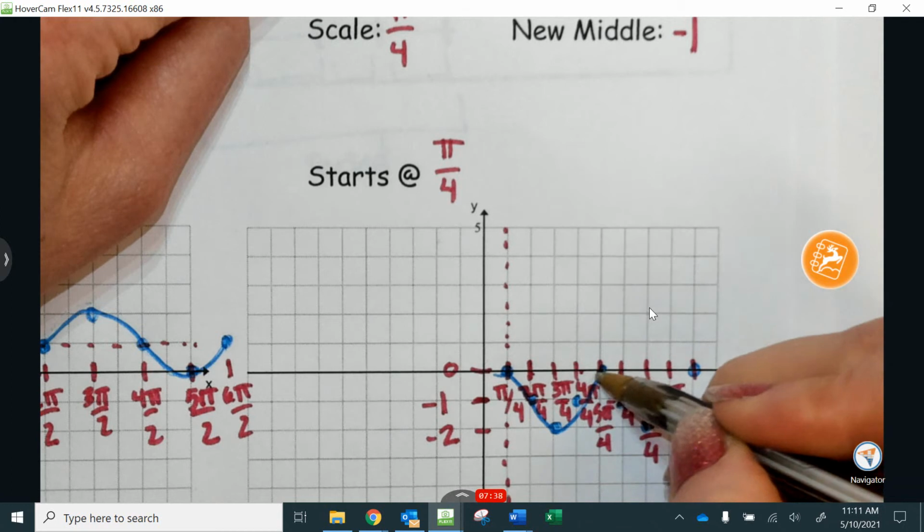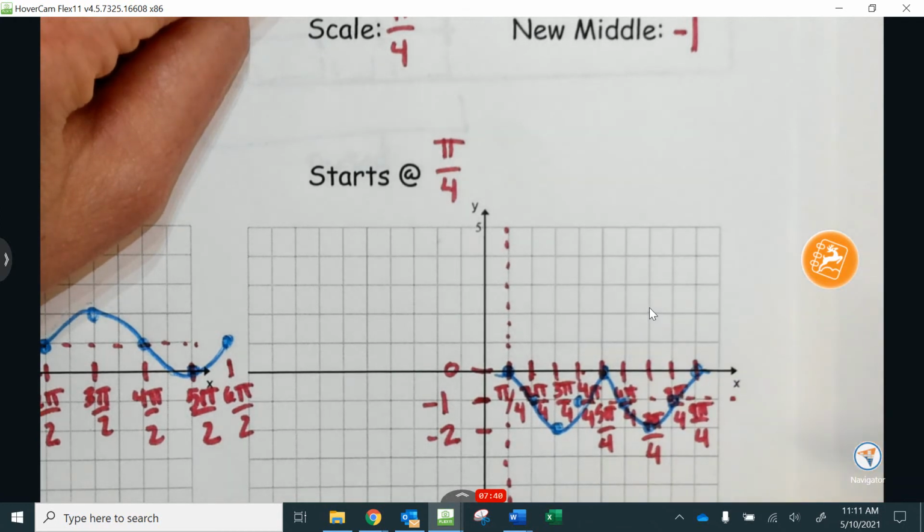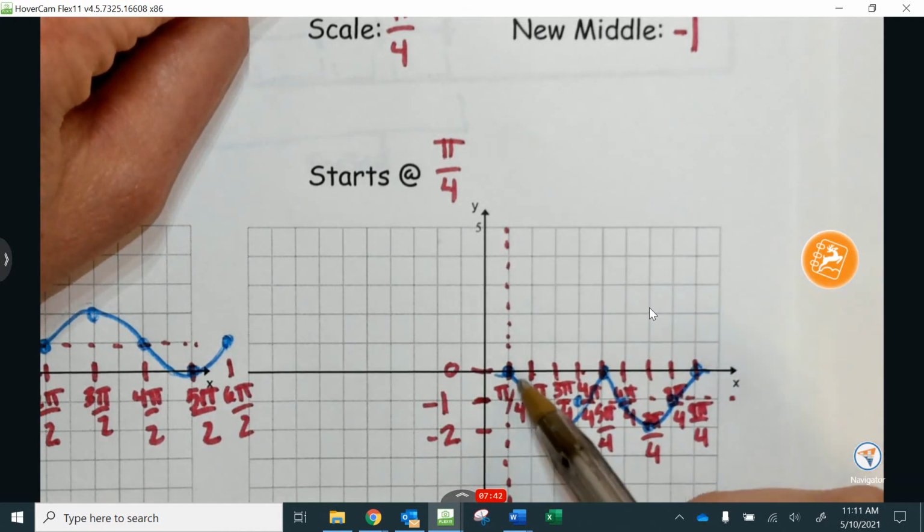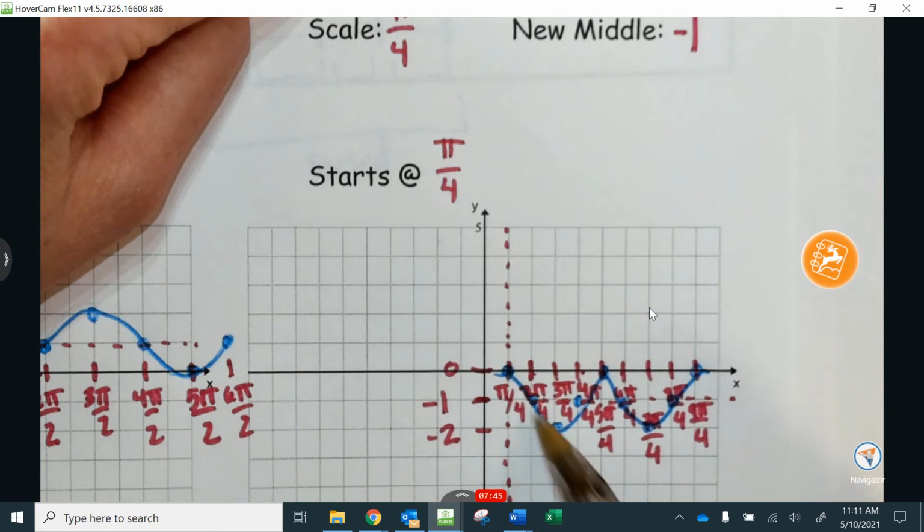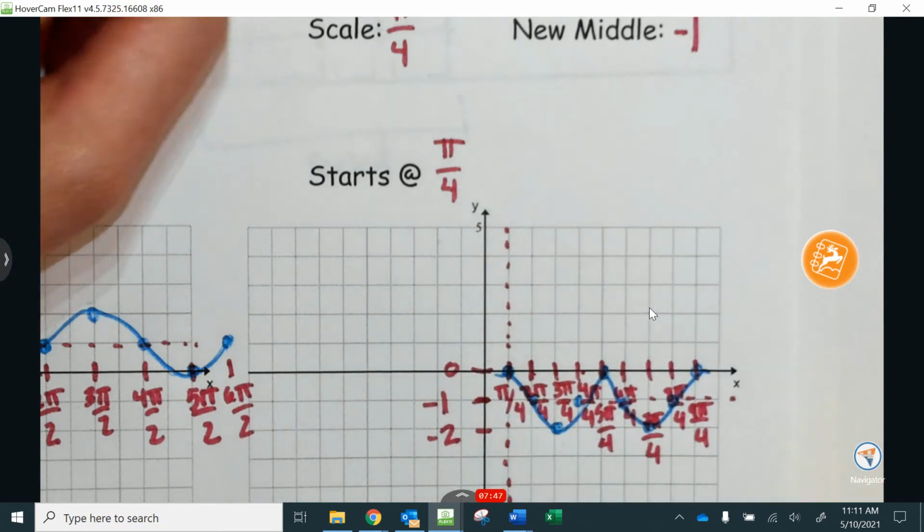1 cycle, 2 cycles. Cosine positive starts high, so high, middle, low, middle, high, middle, low, middle, high.